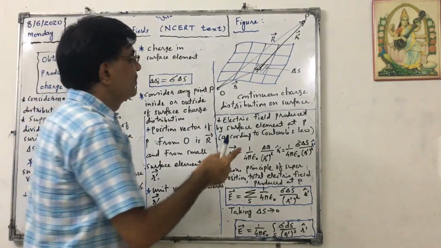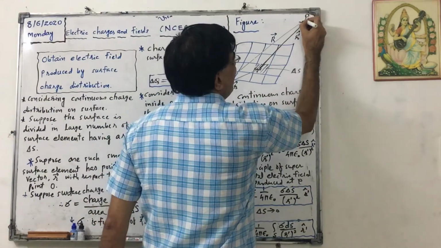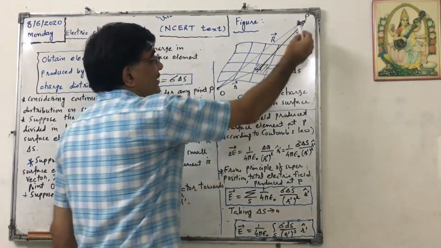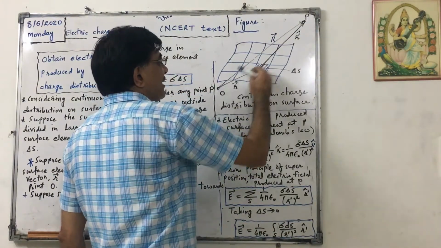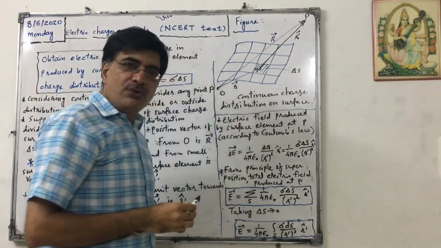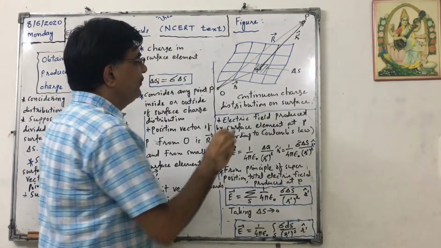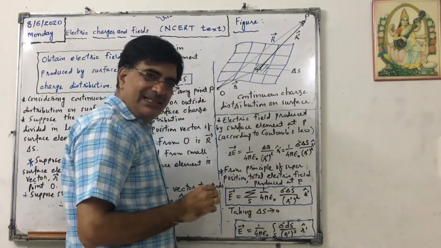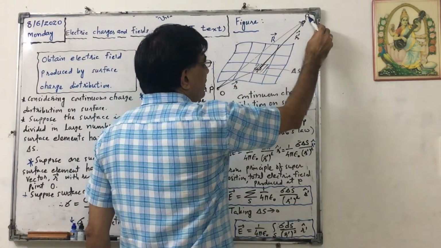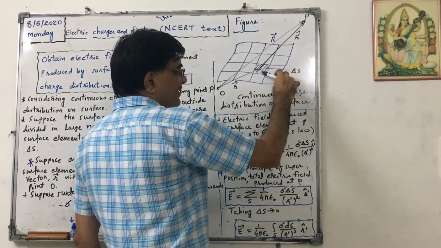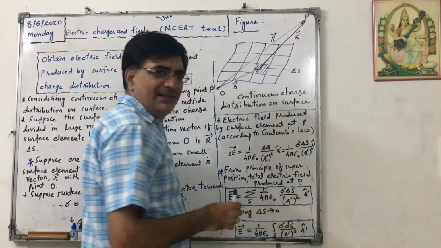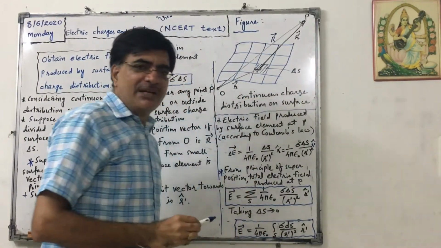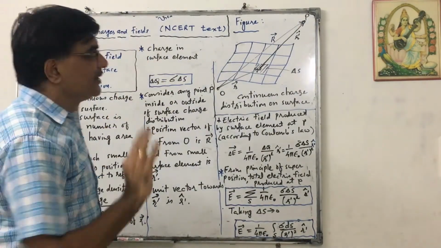So suppose I want to find out the electric field at point P. The position vector of point P is vector capital R from reference point O. The position vector of the small surface element is vector small r from O. And the position vector of P from the considered small surface element is vector r s. And the surface area is delta s for this element. So this is the figure.